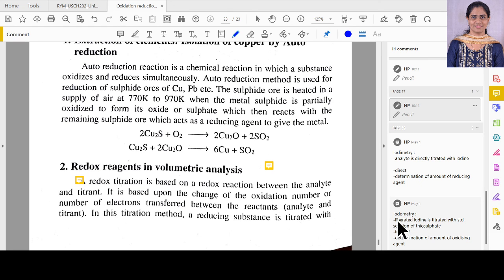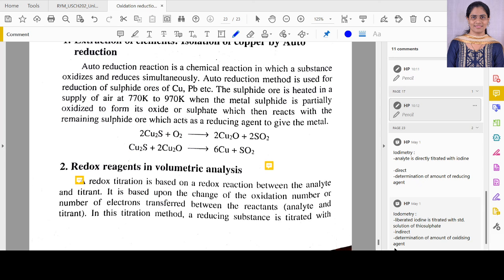Iodometry is what? Liberated iodine, where iodine is not directly used. तो कोई reaction mixture मिक्स किया रहता है, उससे जो आयोडीन लिबरेट हो जाएगा, दैट इज टाइट्रेटेड विद द स्टैंडर्ड सॉल्यूशन ऑफ थायोसल्फेट. ओके, सो इट इज an indirect method. Iodometry is an indirect method, whereas iodimetry is a direct method. Iodometry is used for calculation of the amount of oxidizing agent. Oxidizing agent का amount निकालने के लिए करते हैं.